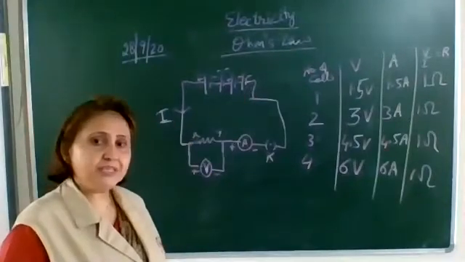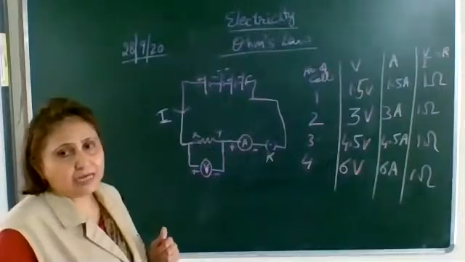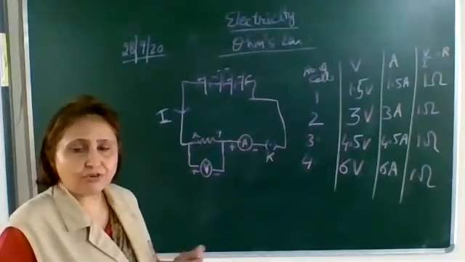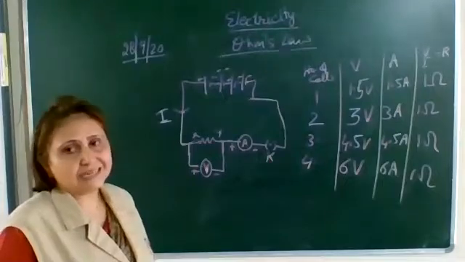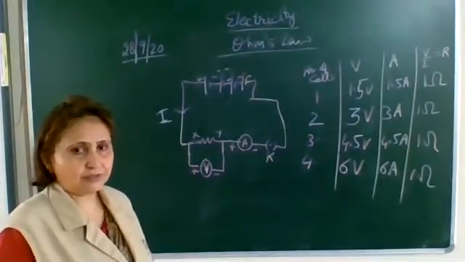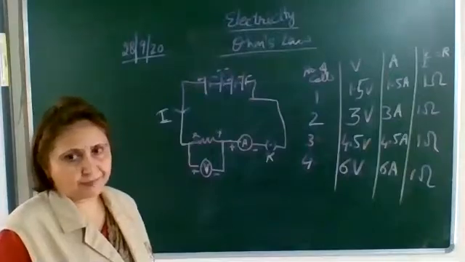Then we see that V is directly proportional to I, or we can say that the ratio of V to I remains constant, and we know that the ratio of V to I is the resistance, that is, the resistance remains constant. Okay, so this activity proves Ohm's law.